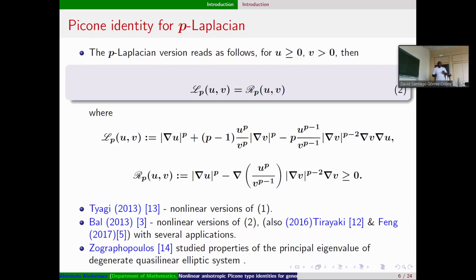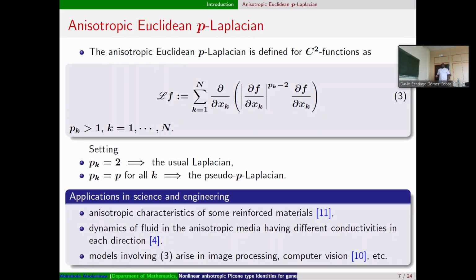So that is what motivates me to study the anisotropic case, so that we can solve anisotropic problems. Now, this operator that I have here is the anisotropic Euclidean p-Laplacian. Let me start here. Say pk that I put here is just 2. You see this quantity disappears, and what you have here is just the usual Laplacian. If you have p instead of pk here, then you have the pseudo p-Laplacian.